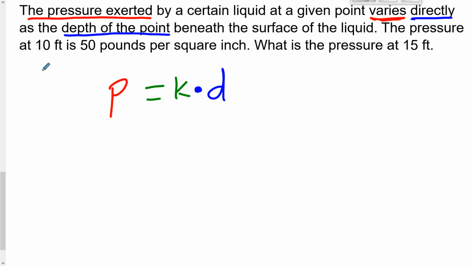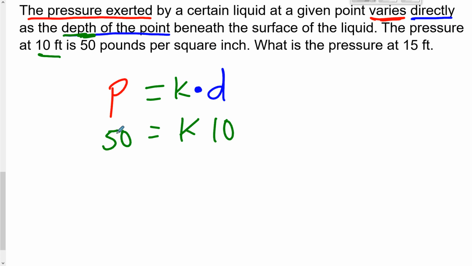So our pressure at 10 feet is 50 pounds. So depth kind of relates to length, right? So we're at 10 feet. So 10 actually stands for D here, times that by K, and that's going to equal our pressure, which is 50 pounds per square inch.